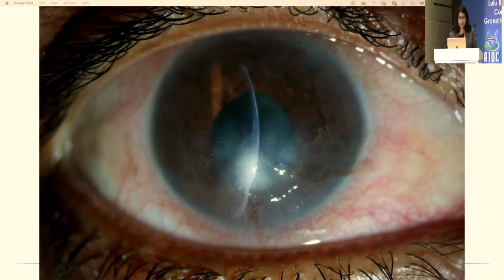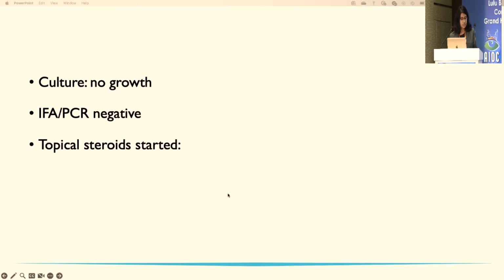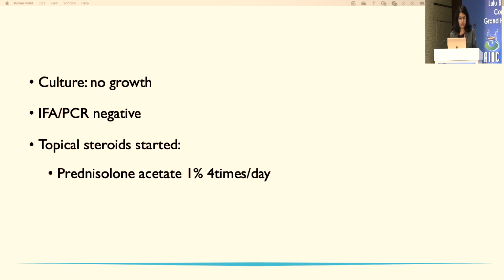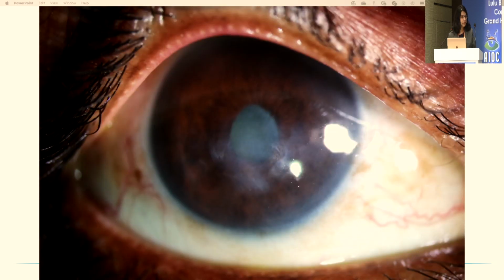Subsequently, this was the response to therapy on oral acyclovir. We can see there is a decrease in the infiltrate. There's also near resolution of the epithelial defect. Subsequently, the cultures were negative. The IFA PCR was also negative, and so the patient was started on topical corticosteroids 4 times a day. And this was the response to the topical corticosteroids. Slowly, the dose was hiked up and then tapered. There was complete resolution with scar formation.